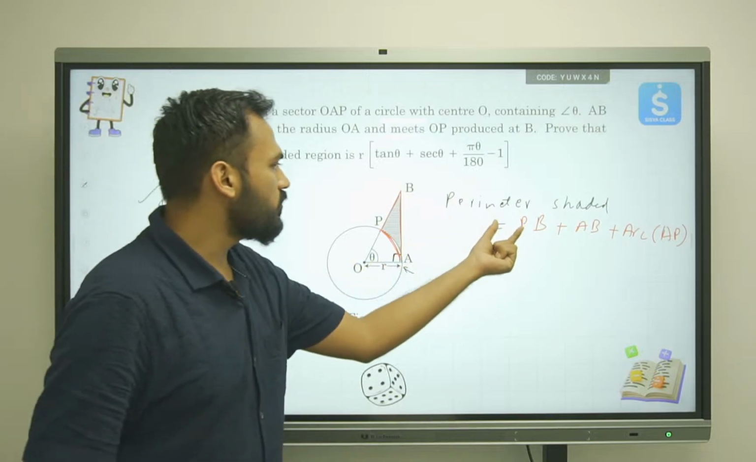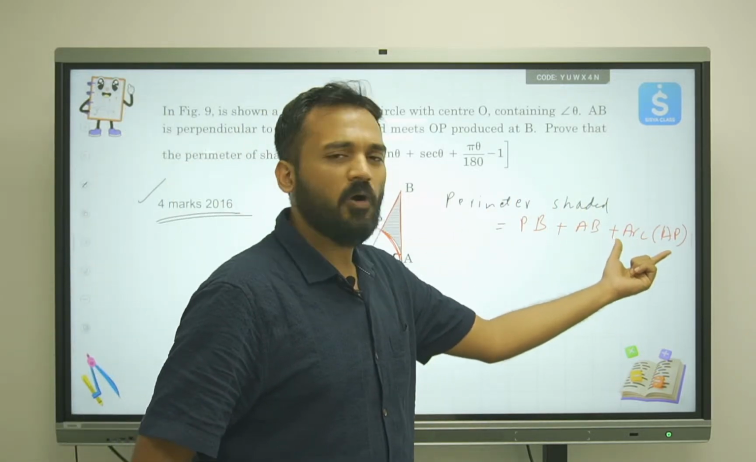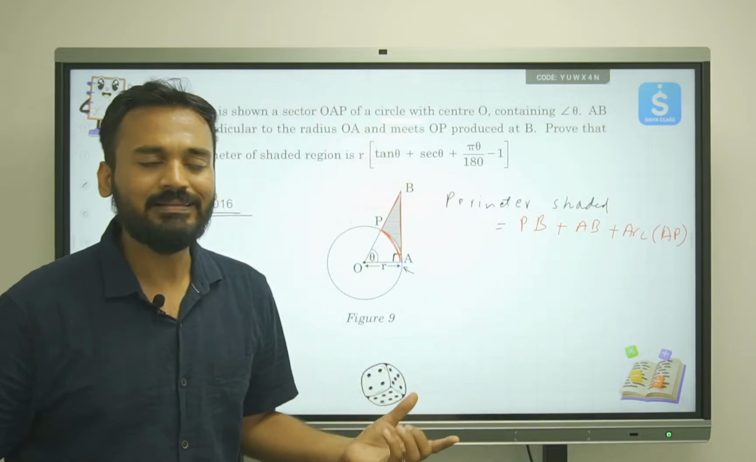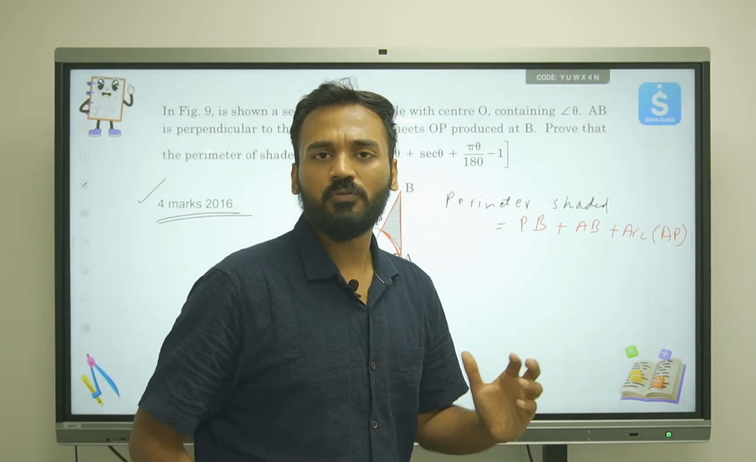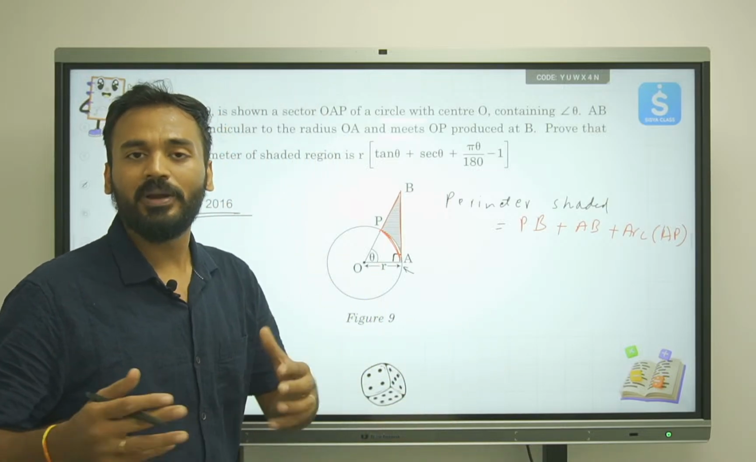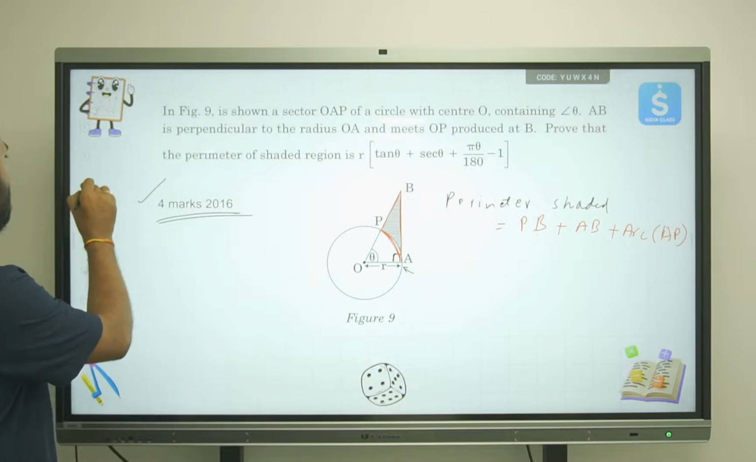So let's find out what is PB, what is AB, what is length of arc AP. The first thing which is very obvious for you all, because you have been learning circles, is to find out the length of arc AP. The other two things you will be getting confused because you are not used to applying the trigonometric relations in such scenarios. That will be very useful over here, and this question will help you in that.